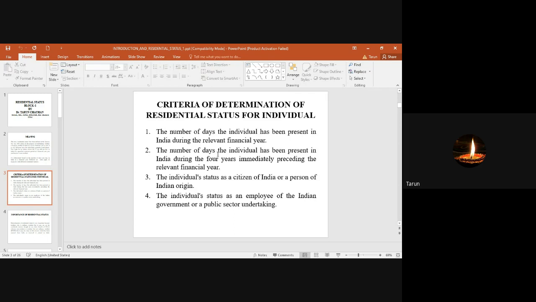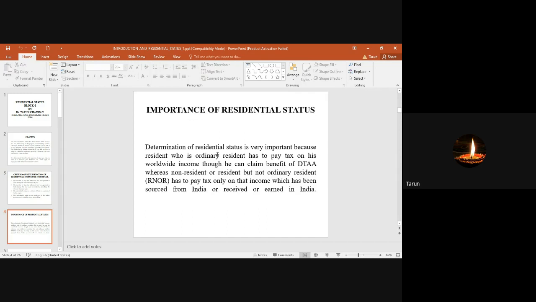So these are the four basic criteria to determine the residential status of an individual, because it is very important to understand whether a particular individual is a resident or non-resident of India. Let's proceed to the next slide, that is the importance of residential status.